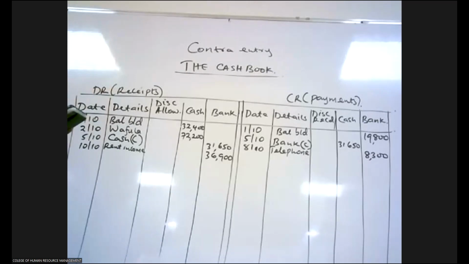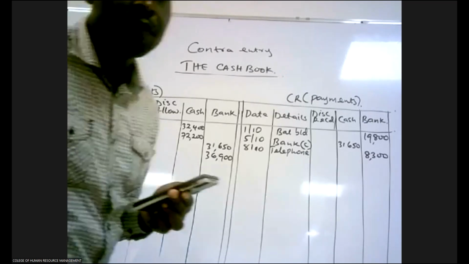Now we go to 17. Paid by cash the full amount due to Asha.